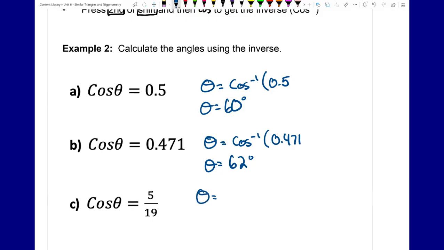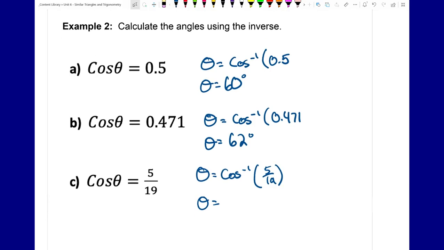And then finally, for the last one, even when we have a fraction, inverse of cosine of 5/19. Again, mentioned this before. If you have a fraction, you're more than welcome to divide that value first. So divide 5 by 19, take that decimal and plug it in with the inverse of cosine. If you're comfortable using your calculator, you could just put in the inverse of cosine of 5 divided by 19. We should get 74.74 or 75 degrees.